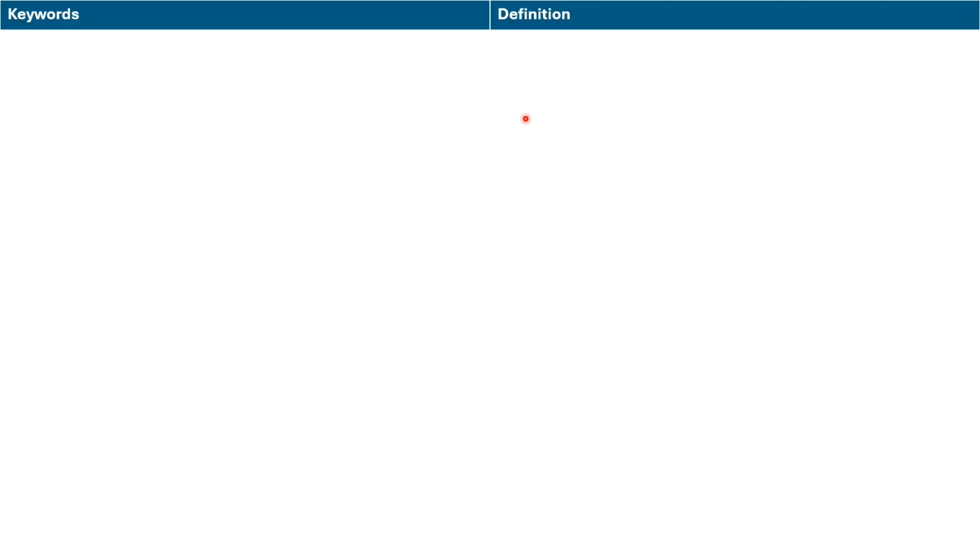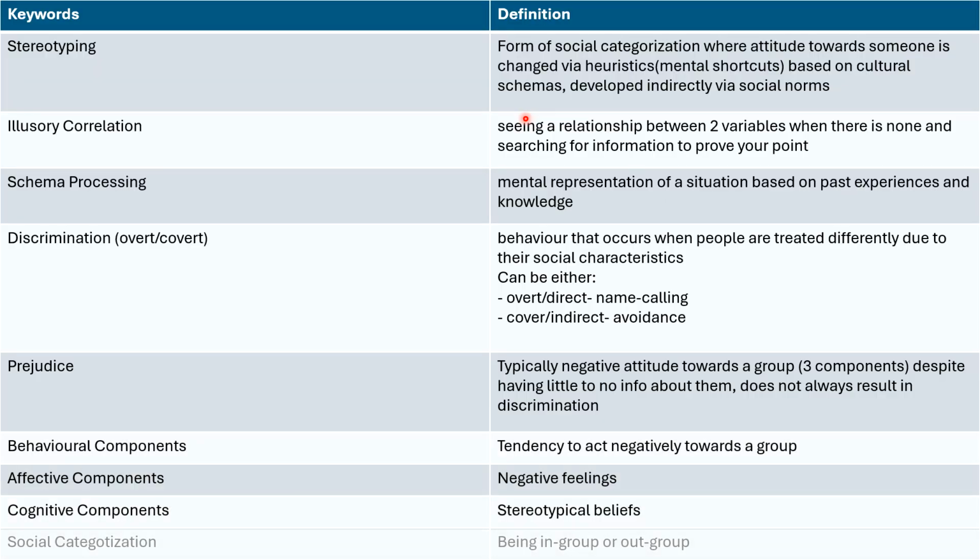It's going to be very important that you memorize these keywords and not miss out on any of them, because that could cost you a lot of marks. So for example, in the definition of stereotyping, we mentioned social categorization. So guess what? We're just going to give it a brief definition, and same applies to heuristics here, mental shortcuts.